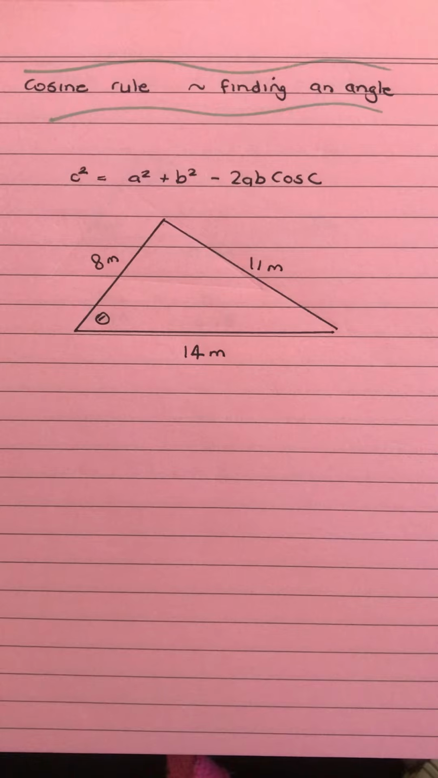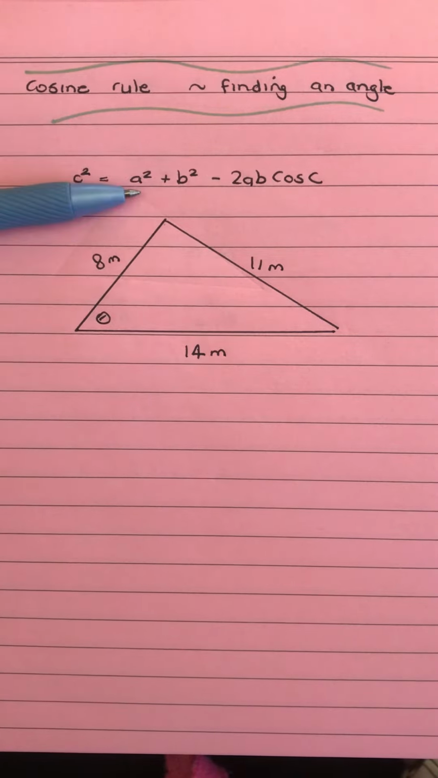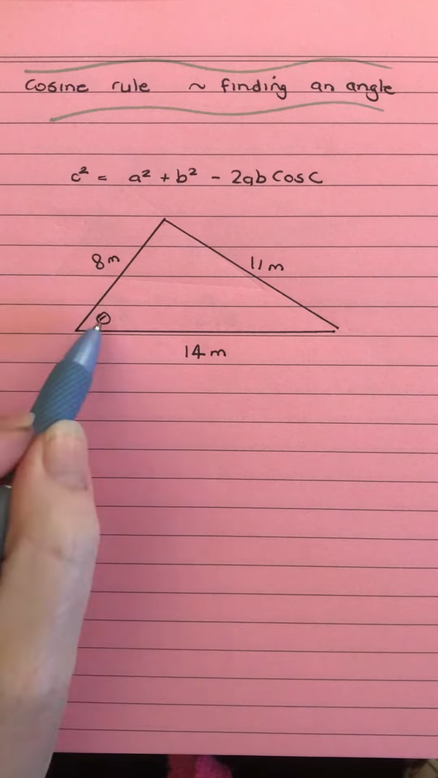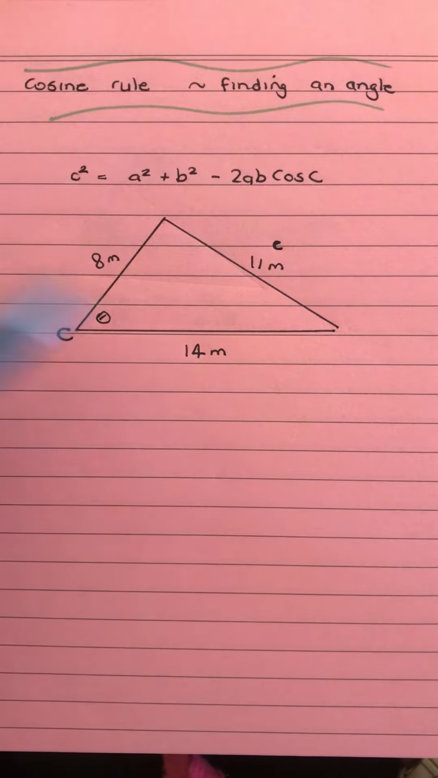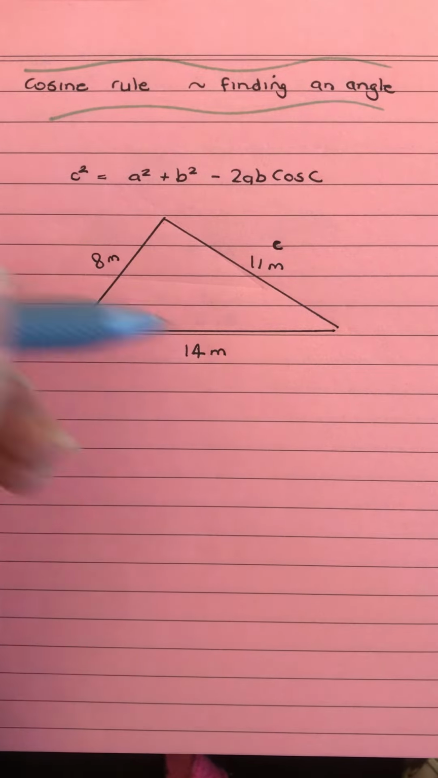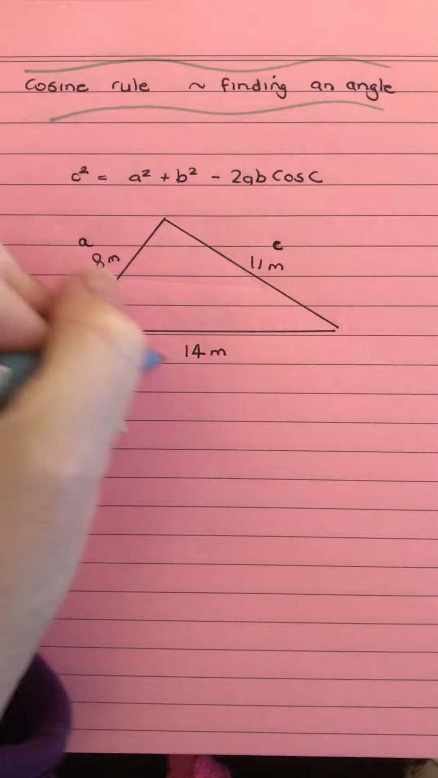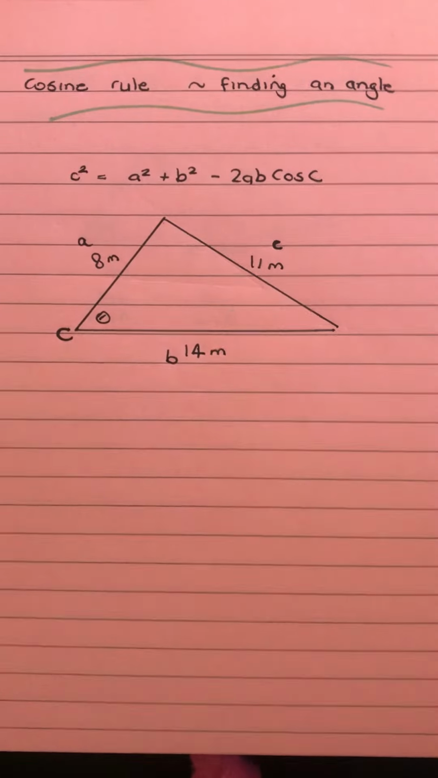So like I said in my other video, I like to match my labeling to what I'm finding out. So here's my unknown angle here. So that's going to be my C. That means that the side opposite that is going to be the little c. And then I can choose to put 8 and 14 as A or B. It doesn't really matter. And now I'm going to fill in what I know.